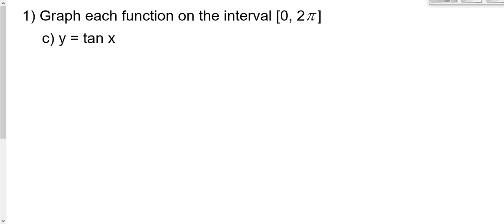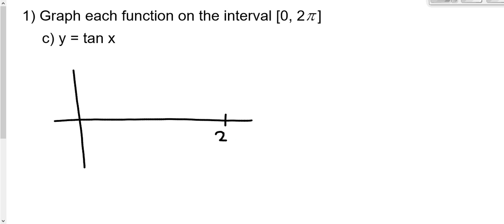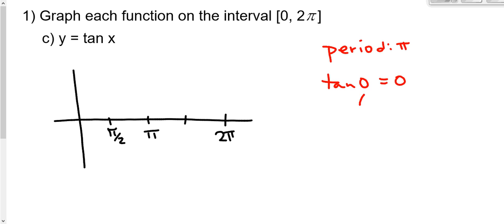Okay, and then for part C, the tangent graph. Also we're graphing on the interval from 0 to 2 pi. You can put your 1s in place, but we're not really thinking about that very much on the y-axis for the tangent graph. And then remember that the period is pi, not 2 pi, but pi. So I'm going to go ahead and make a mark at pi, and then I'm going to split those sections in half as well, keeping in mind that pi over 2 is where we're going to have an asymptote. So the tangent of 0 is 0. That means the graph's going to go through the point 0, 0. Put that point in place.